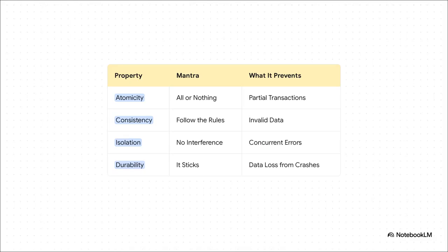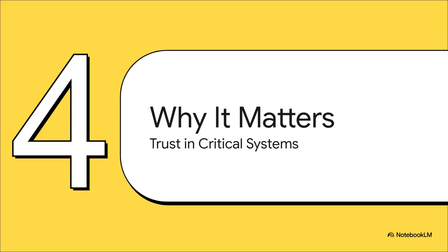So let's just bring it all together real quick. We've got atomicity, our all or nothing rule. We have consistency, which says follow the rules. Isolation, which ensures no interference. And durability, which guarantees it sticks. These 4 promises, they all work together to prevent everything from partial payments to losing your order in a system crash. All right, now that we know the rules, let's zoom out a bit.